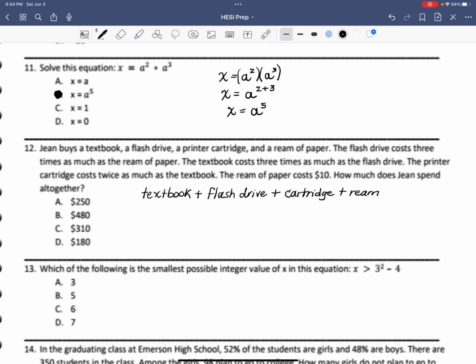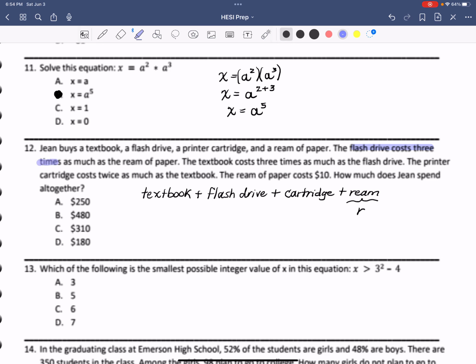So of these 4 items, which one was the cheapest? And that was the ream of paper. So I'm just going to let that be an R, okay? And we'll come back in just a minute and deal with that R. But for now, it's just an R, a ream.